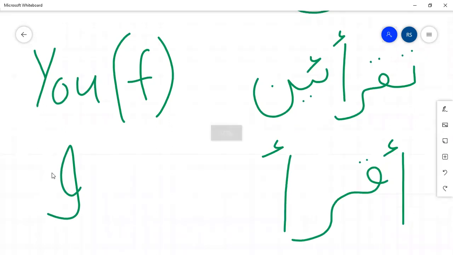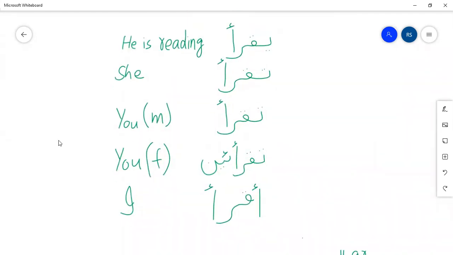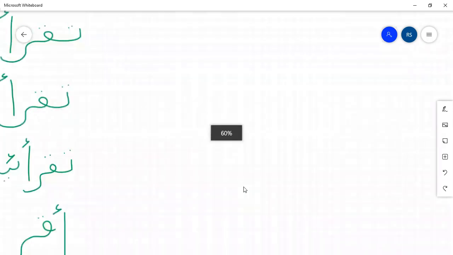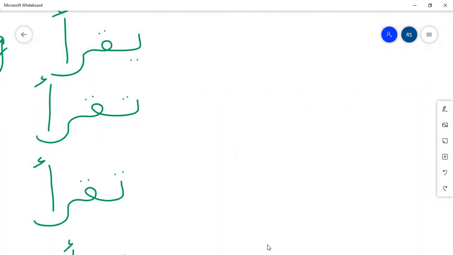So we have learned these five words so far. So Miss Amina, look here. She is reading and you male are reading are absolutely the same. No difference. But in case of female, takraina, different word, different spelling. Now, Miss Amina, you will change this word. Which word have you studied so far?